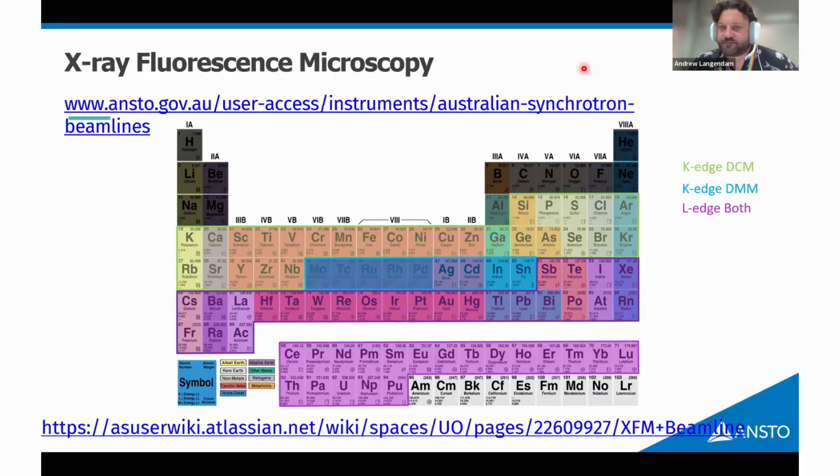So here's just a nice periodic table of all the elements we can reach. We have a low energy cutoff at silicon. Aluminium's kind of a bit gray, a lighter gray, because we can see a little bit of distribution of aluminium, but not really anything quantitative. Everything from silicon above we can do quantitatively. And we can do XANES on anything here which the DCM can access. So it's the vast majority of the periodic table, apart from some of this light stuff.